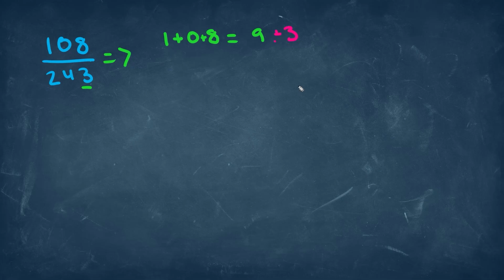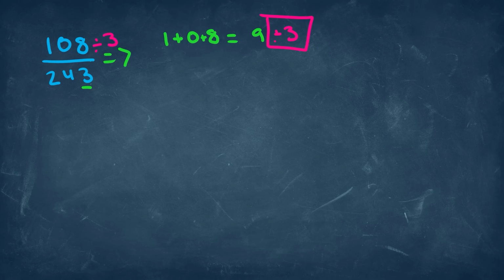Now for this example, we have 108 divided by 243. Now we can't divide the bottom number by 2 because it's an odd value. However, we can still do a very simple trick. If we add each one of the digits for the top number, 1 plus 0 plus 8 will give us a value of 9. Whenever you get a number that is divisible by 3 when you add these digits, it means that the total number is divisible by 3, meaning 108 is divisible by 3.